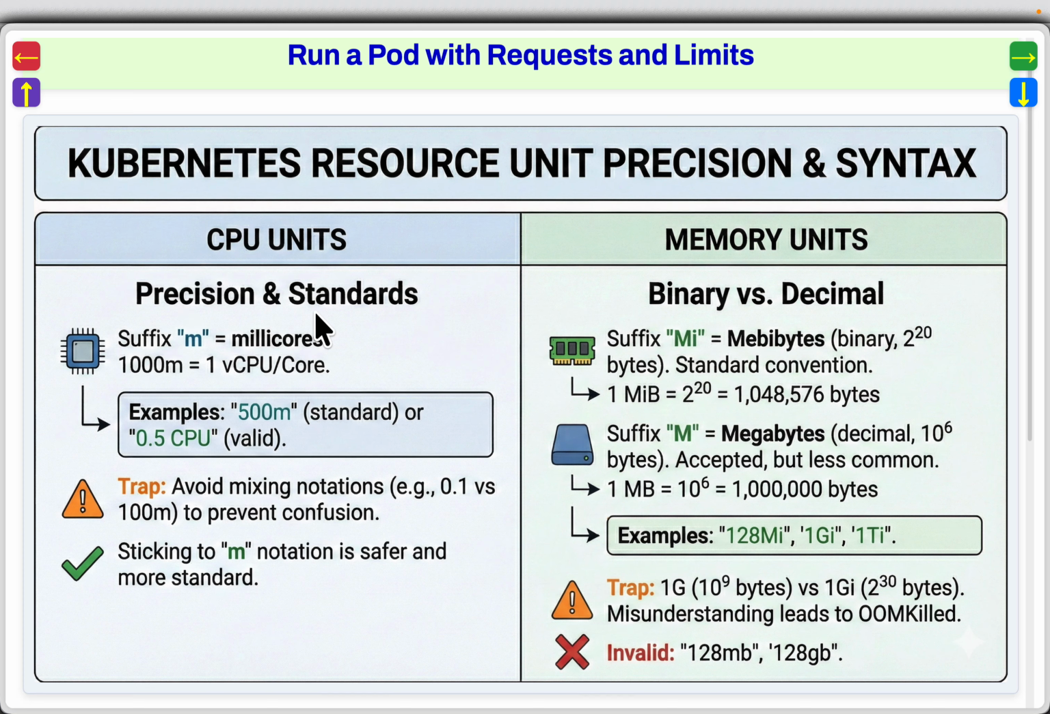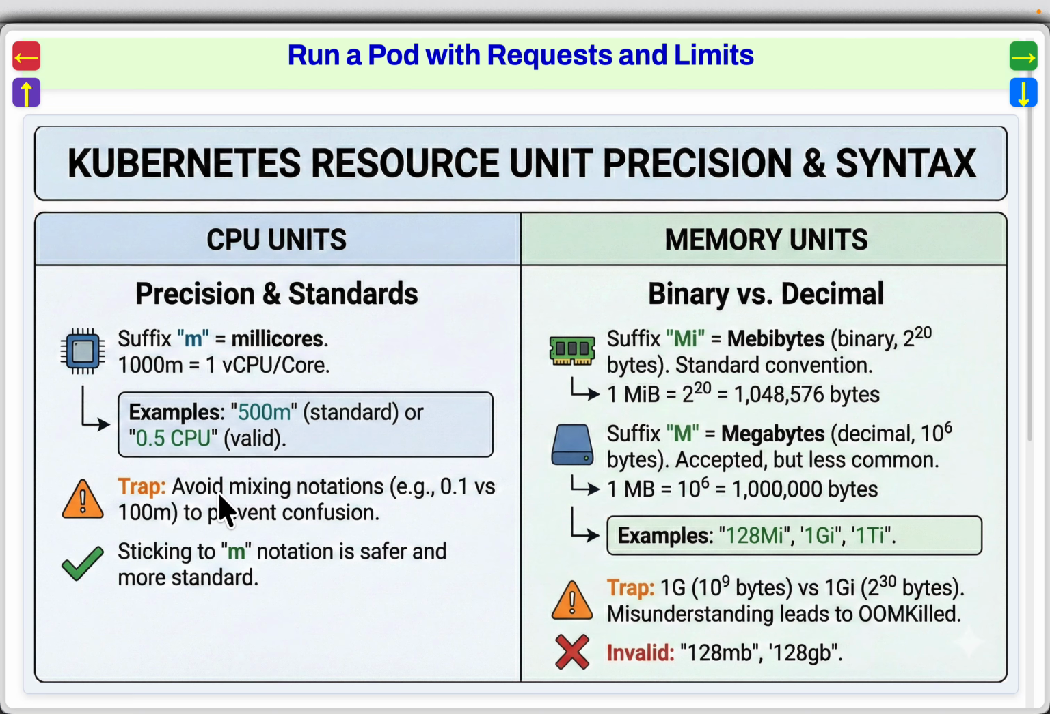So we have some precision and standards. We use the suffix m. M stands for millicores. So 1000 millicores equal 1 vCPU or 1 CPU core. For example, if you specify 500m, which is 500 millicores, that is the standard, or you can use 0.5 CPU, which is also valid. So you can use either syntax.